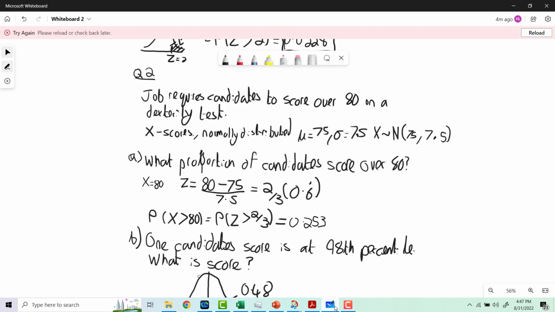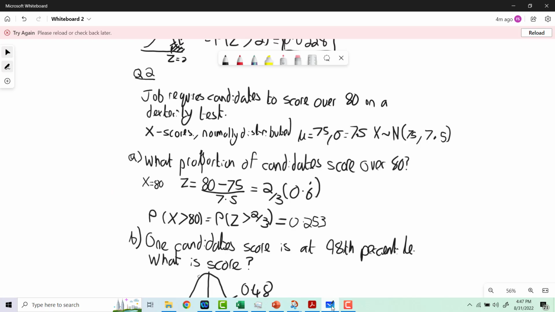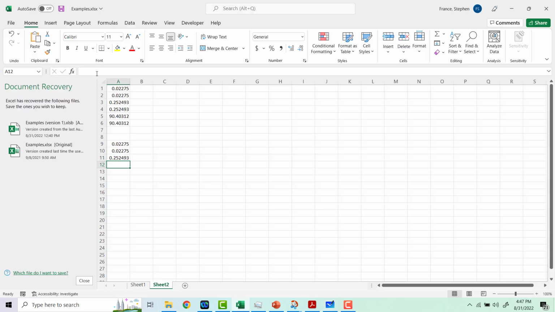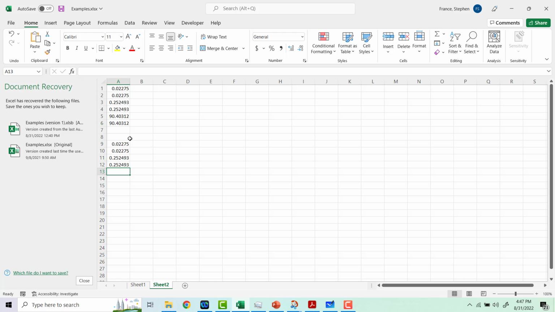So we got pretty much the value that we guessed from the book. But this is going to be a little bit more accurate. We were kind of on a boundary there between like 0.253 and 0.252. Okay, and we could do exactly the same as before. So 1 minus norm.dist, and this time we're going to pass the x, which was 80. We pass the mean is 75, standard deviation is 7.5, and cumulative is true. So we get exactly the same value.